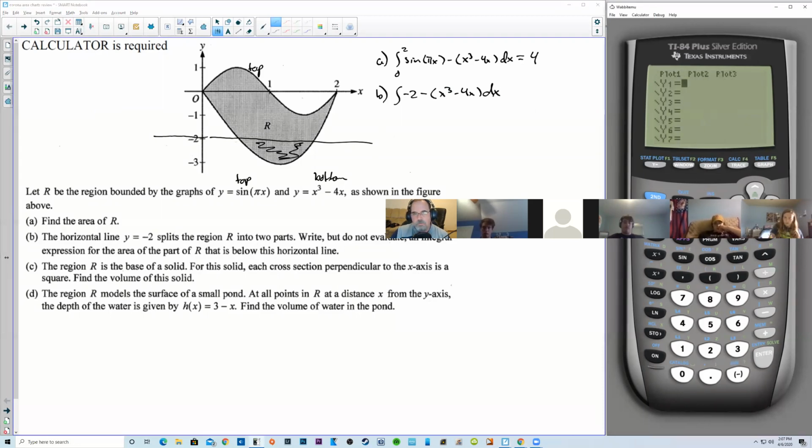So I'll go y equals, there's a couple ways to do this. You can put -2 into y1 and then x to the third minus 4x in y2 and see where they intersect. Or I could do -2 minus x to the third minus 4x and find out where that's 0. So there's a couple options there. So let's graph this and find the intersection. So calculate.